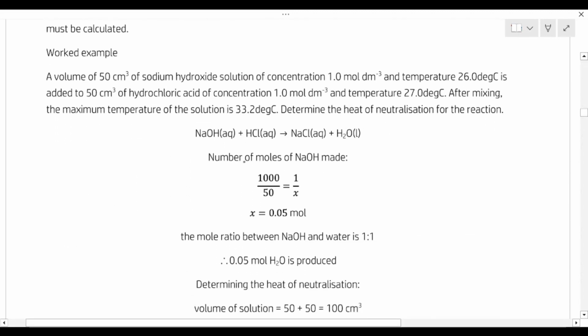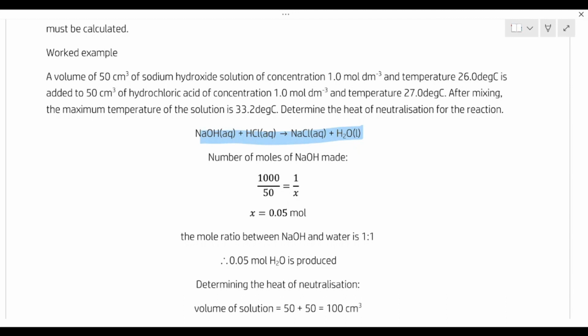For example, a volume of 50 centimeters cubed of sodium hydroxide of concentration 1.0 moles per dm cubed and temperature 26.0 degrees Celsius is added to 50 centimeters cubed of hydrochloric acid of concentration 1.0 mole per dm cubed and temperature 27.0 degrees Celsius. After mixing, the maximum temperature of the solution is 33.2 degrees Celsius. Determine the heat of neutralization for the reaction. It's always useful to write out your reaction equations so that you know your molar coefficients. So you're going to have sodium hydroxide reacting with hydrochloric acid to give you sodium chloride and water.